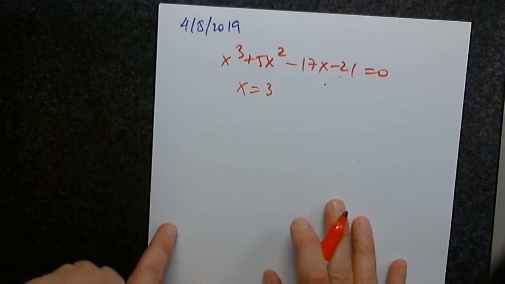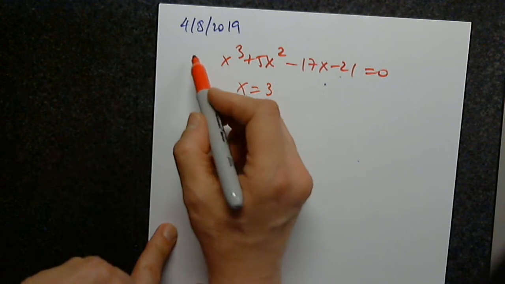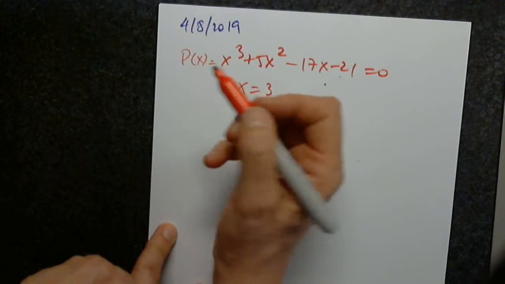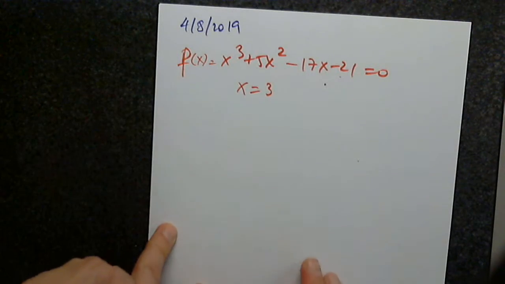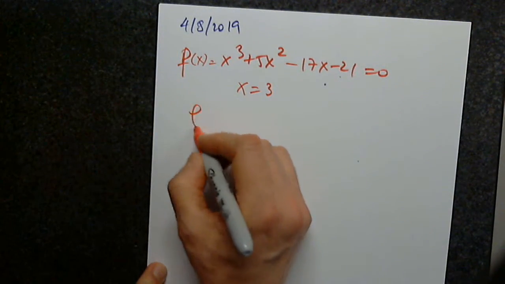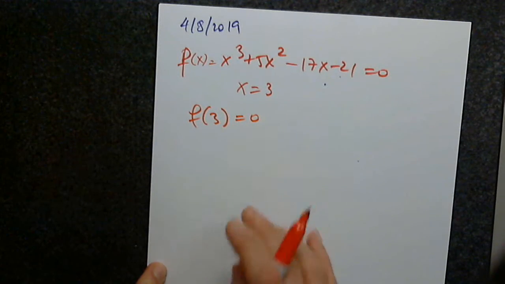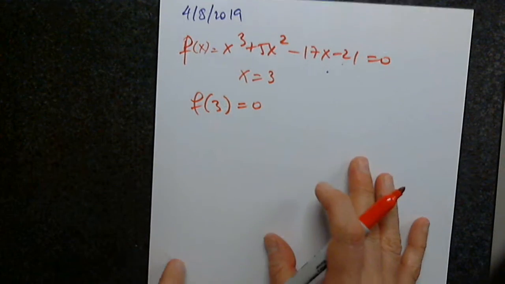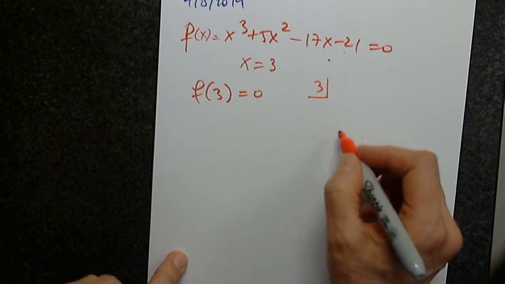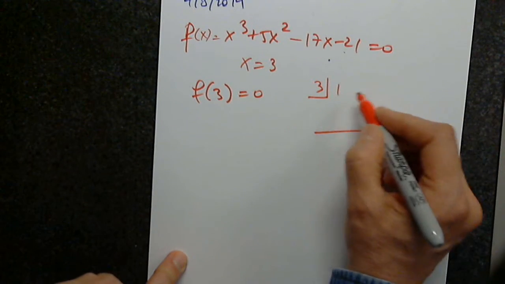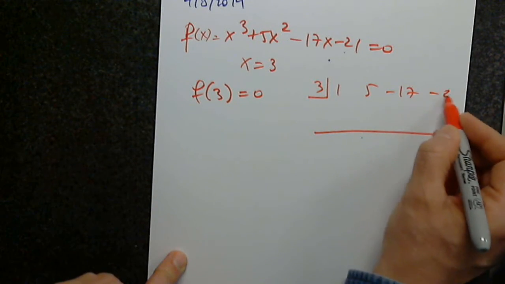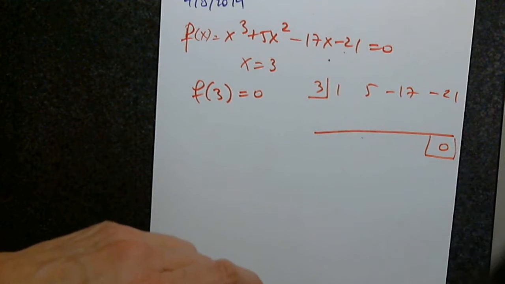is a solution. And I have two possibilities. Let me call this polynomial p of x or f of x, function f of x. So one option is to show that f of 3 is 0. The other option would be to put 3 in the box, put 1, 5, negative 17, and negative 21, and show that the remainder is 0.